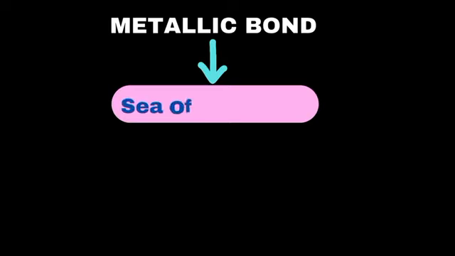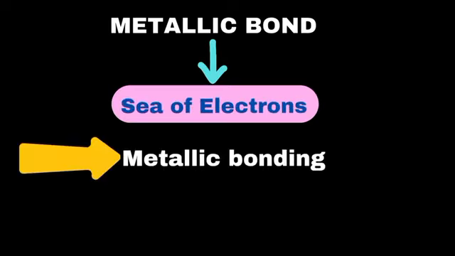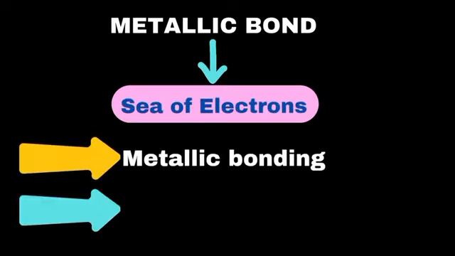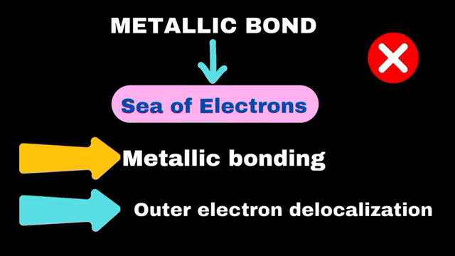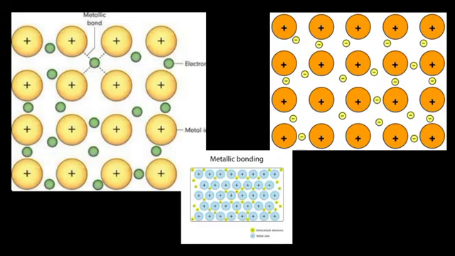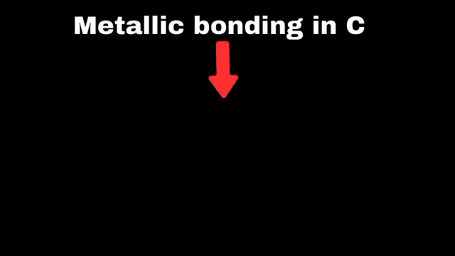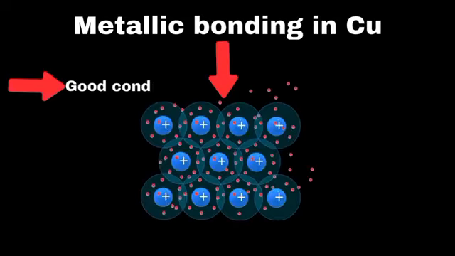Metallic bonds occur in metals, where atoms share a sea of free-moving electrons. In this type of bonding, the outer electrons of metal atoms become delocalized, meaning they are not tied to any specific atom. Instead, they flow freely throughout the metal structure, creating a strong bond that holds the atoms together. For example, copper's metallic bonds make it an excellent conductor of electricity, which is why it is widely used in electrical wiring.